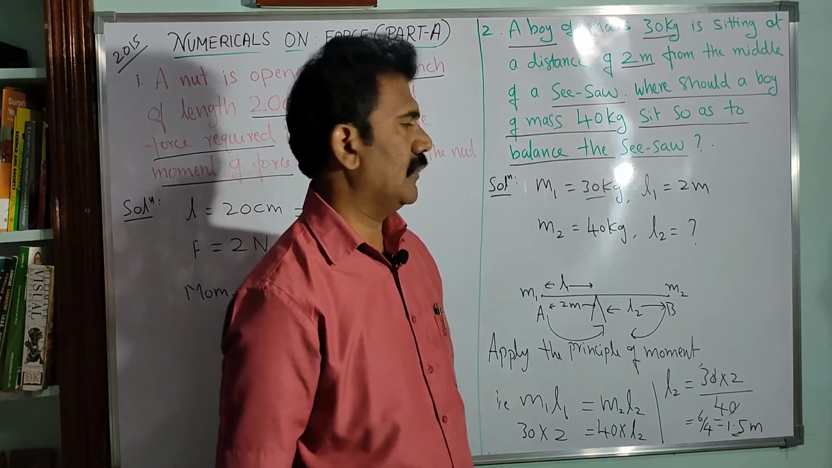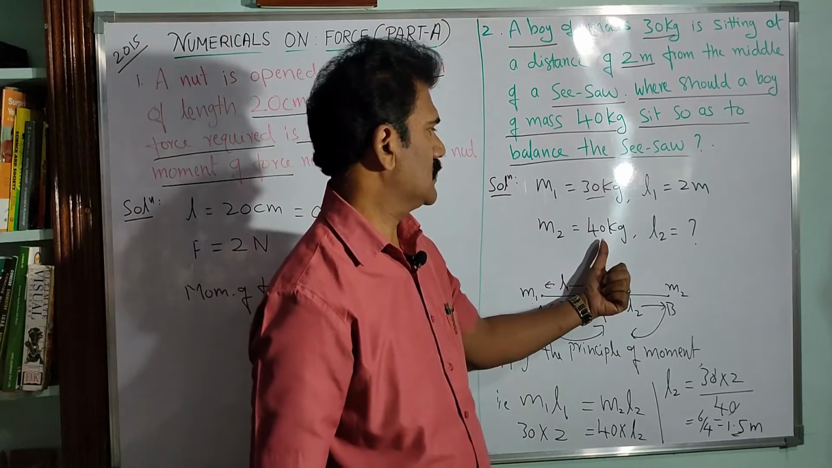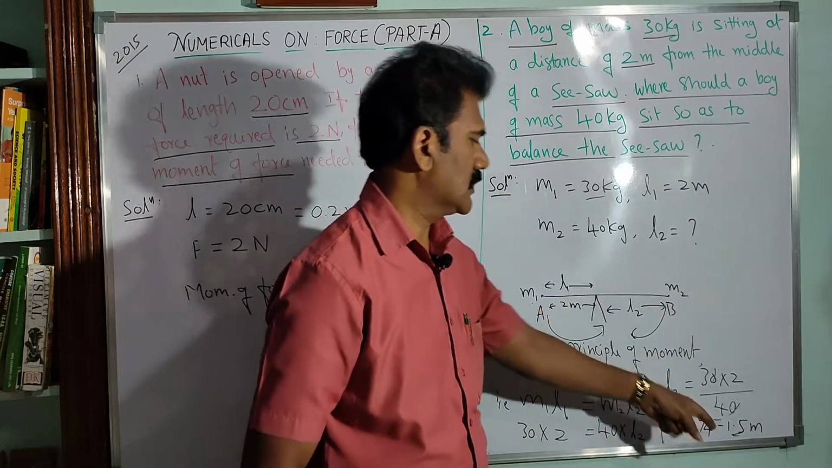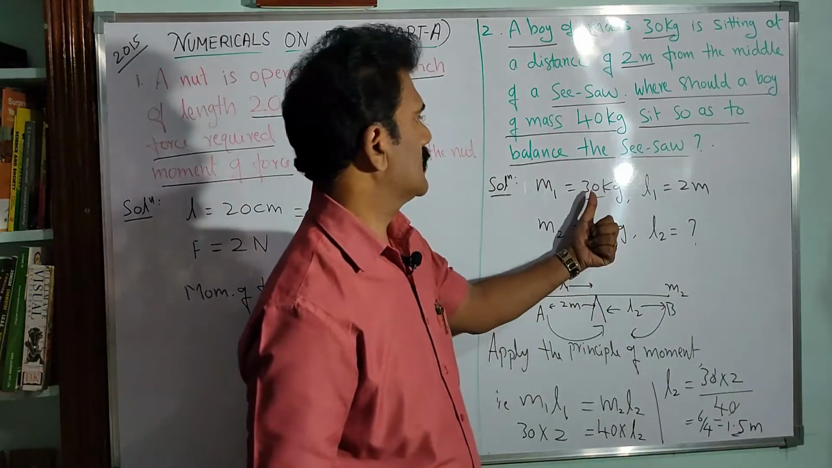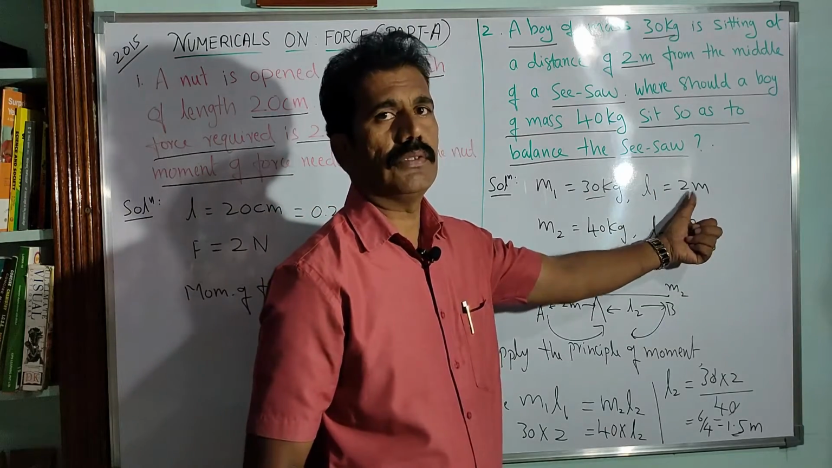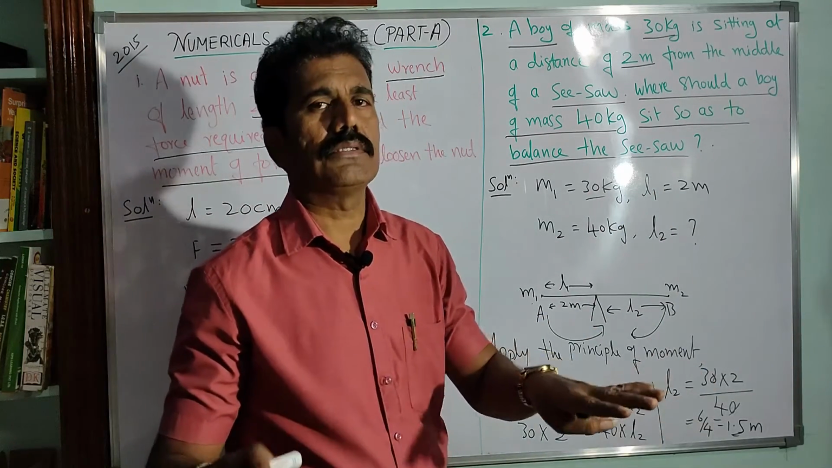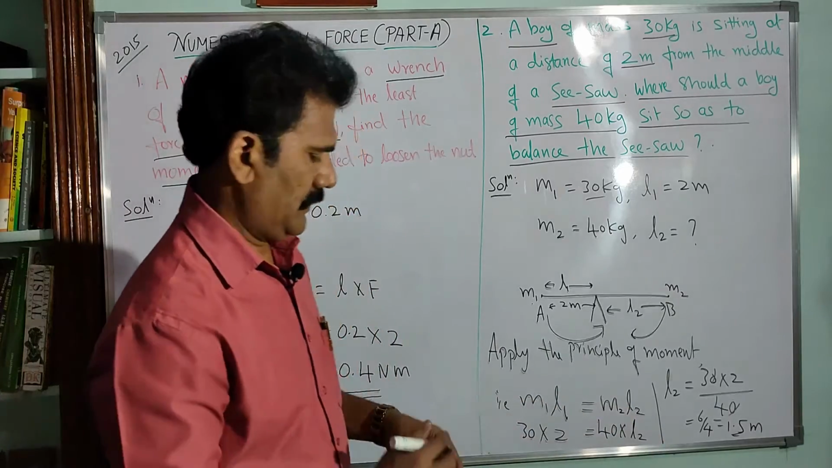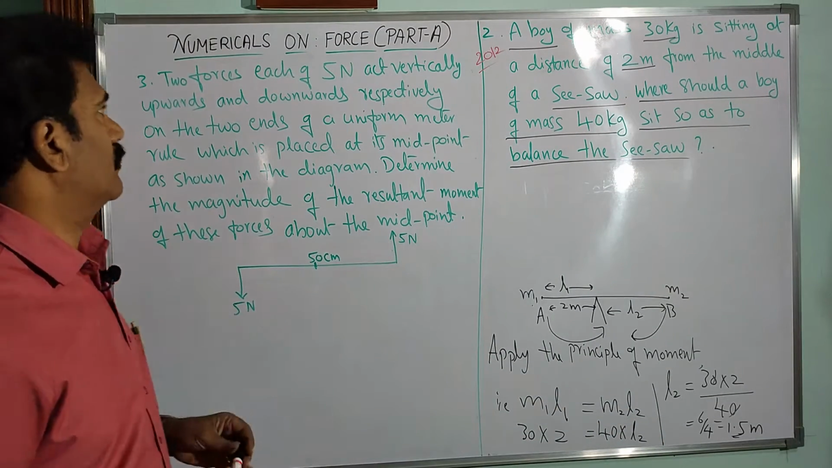Okay, so you have to think, if the mass is larger, the distance is shorter. If the mass is lesser, the distance is more. In that way, they can balance the seesaw. Clear? Okay, now look at the next problem.